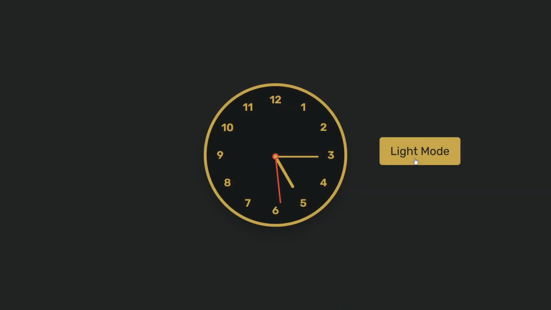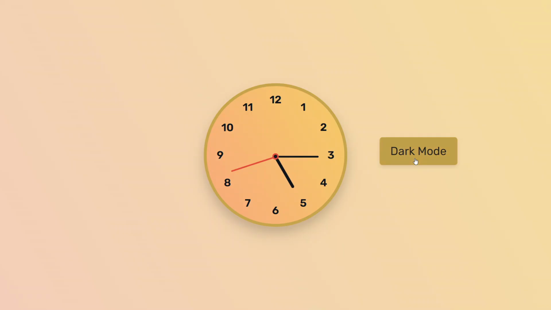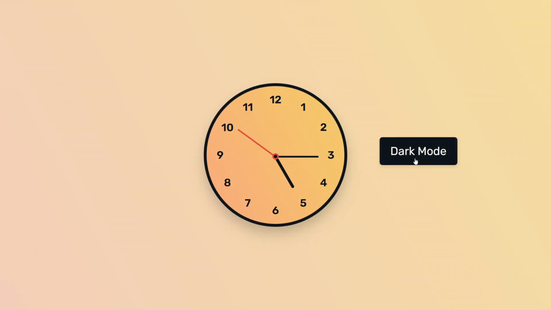Clicking the dark mode will enable the clock to go to dark, along with the background becoming dark as well. And then clicking light mode again will switch things back to light mode.